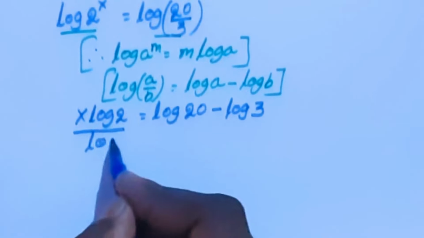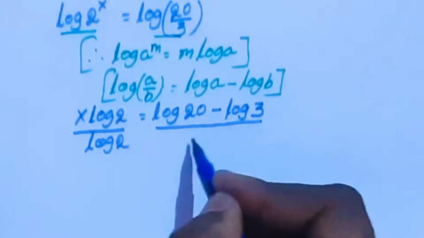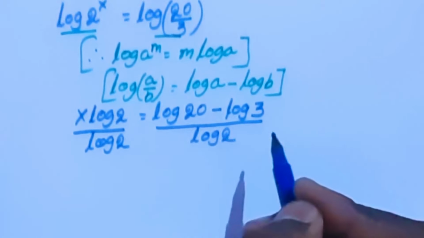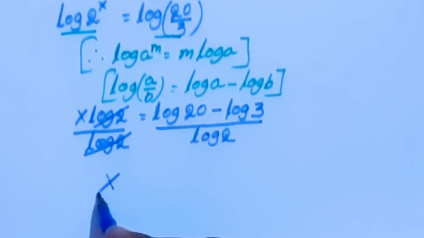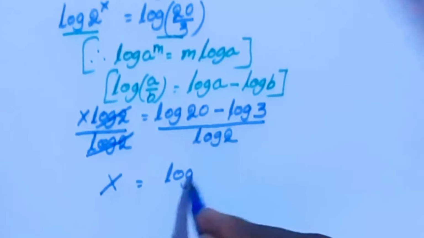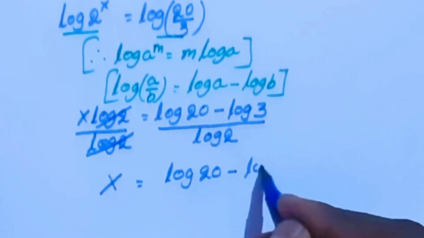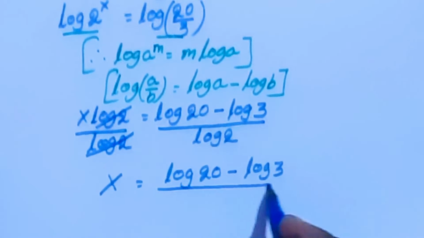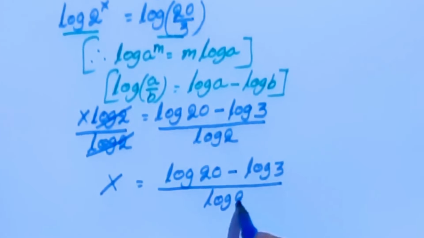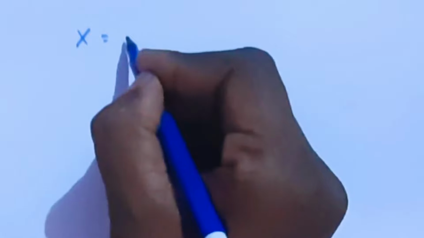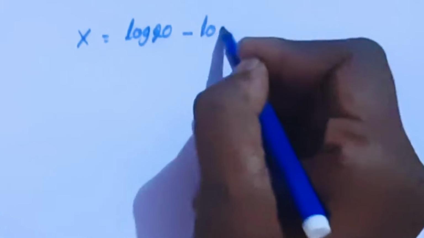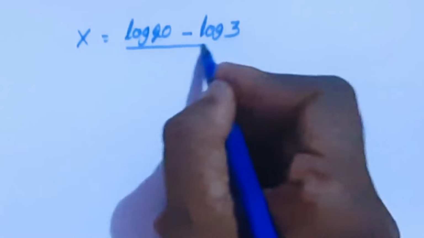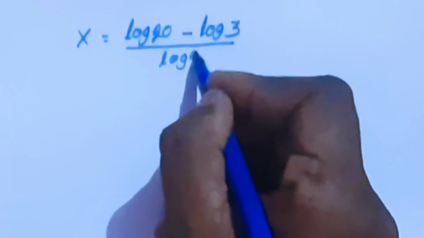So log 2 here, log 2. Now this log 2 cancels this. So we have x equal to log 20 minus log 3 whole divided by log 2. Now x equal to log 20 minus log 3 whole divided by log 2.